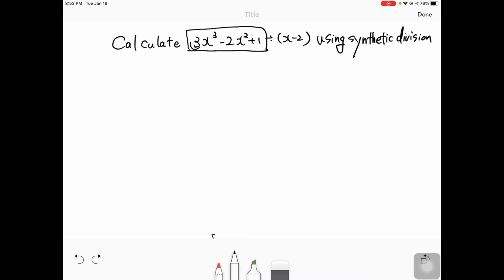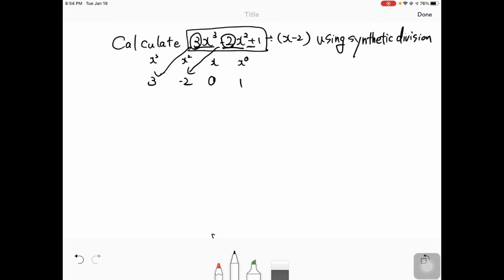So first one, let me write 3 here. The next one, negative 2. But this time you need to be careful. The first one's the degree of 3, right? But the next one is 2. But there's nothing that has degree of 1. So you put 0 here. This one is x cubed, x squared, x, and x to the power of 0. Like this.